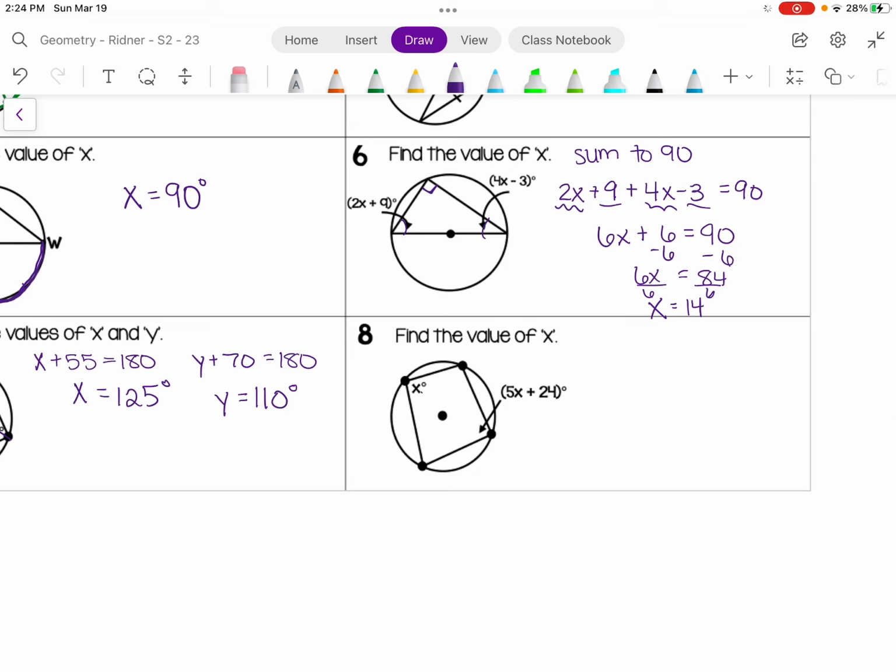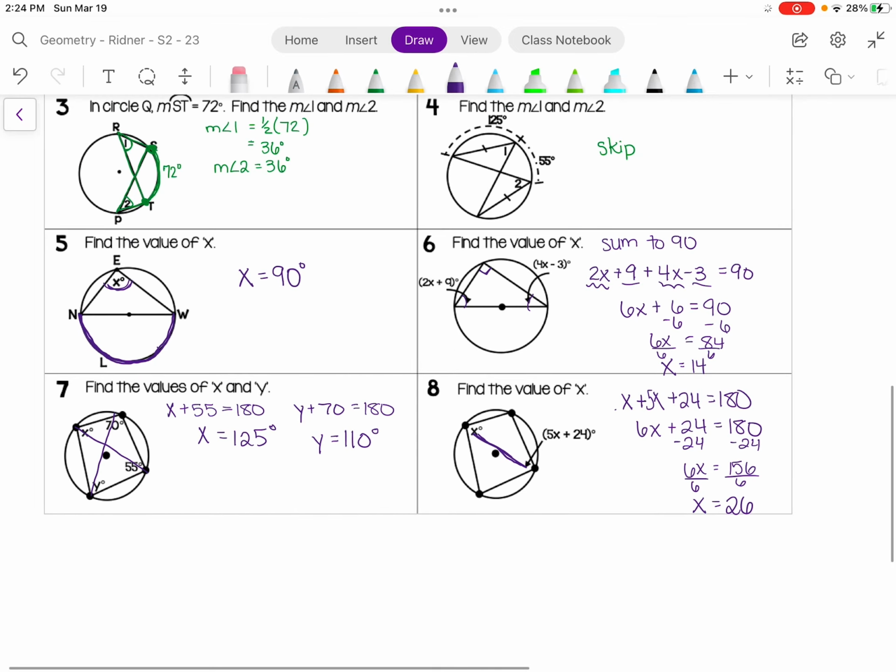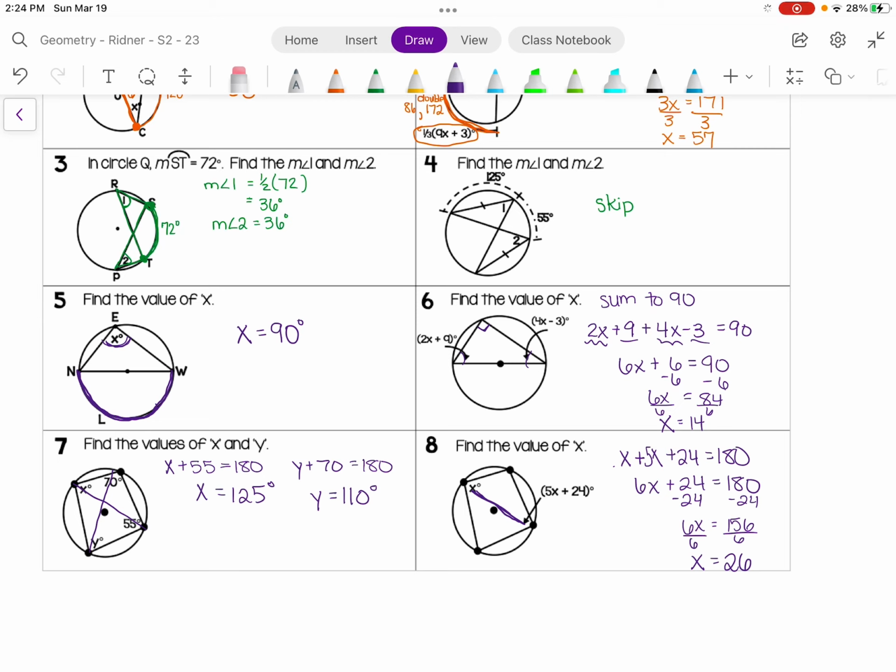All right, and for this one, I know that added together, they must equal 180. So x plus 5x is 6x. Then I do my normal 2 steps of subtracting and then dividing, which then says that x is 26. And those are all the things about inscribed angles, concluding 10-4.